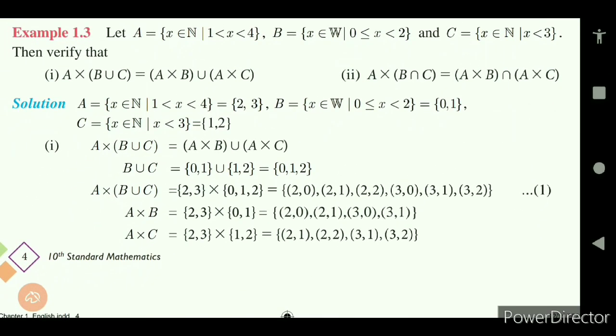Example 1.3. Let A is equal to x belongs to N. N is the natural numbers. Natural numbers start from 1. So x belongs to natural numbers. It will start from 1 till infinity. So here they have given a limit of x. It will be in between 1 to 4. So what are the numbers between 1 and 4? After 1 is 2 and 3. We should not take the 4.